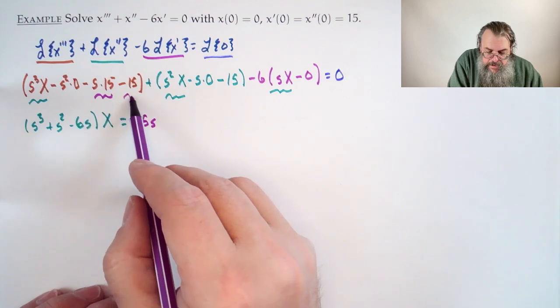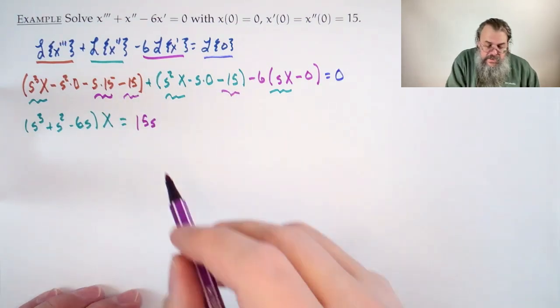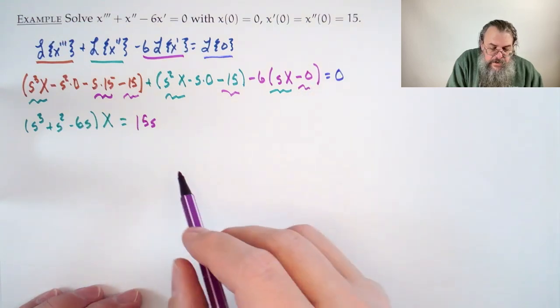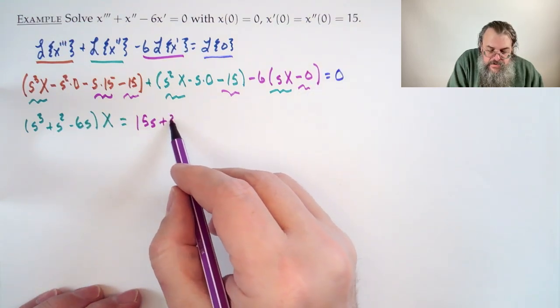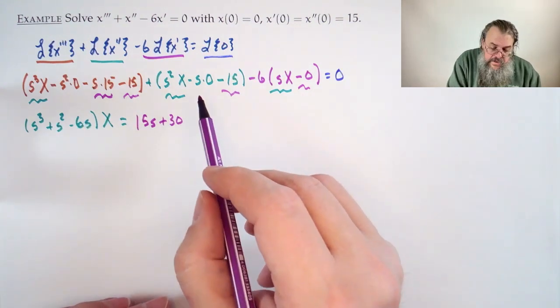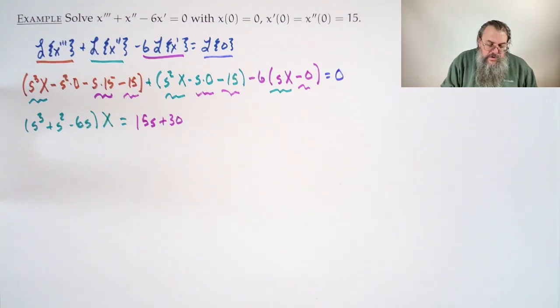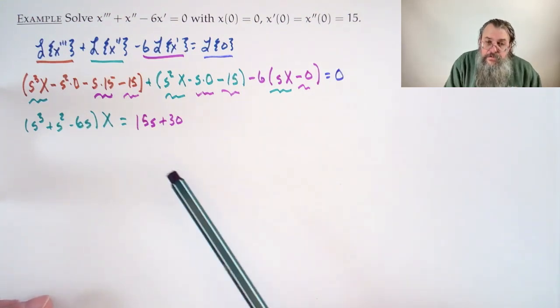And then we have a minus 15 and a minus 15, so those are going to give us minus 30. Well, I should also say we have a 0 there, but that won't make a big difference. So 15s plus 30. And, well, there's a 0 there, but again, that doesn't make a difference. All right, so we've gathered, and now we're like, okay, wonderful. So we can solve for x.